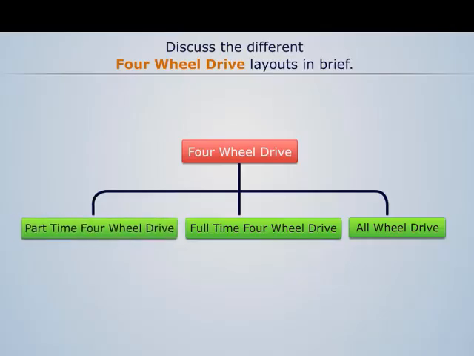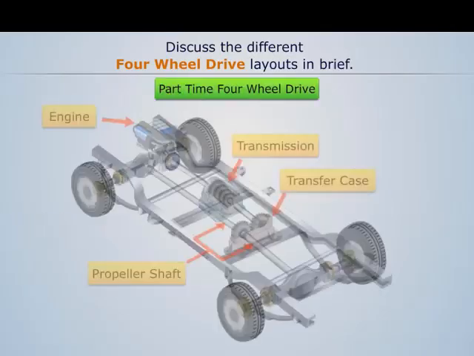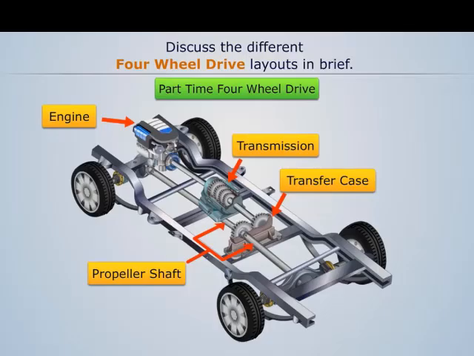Part-time four-wheel drive. In such vehicles, the engine is located longitudinally in front, followed by a transmission system and a transfer case. The power from the engine goes through the transmission system into the transfer case. From there, the power gets transmitted to both front and rear propeller shafts, which then transmit this power to the wheels through the axle.